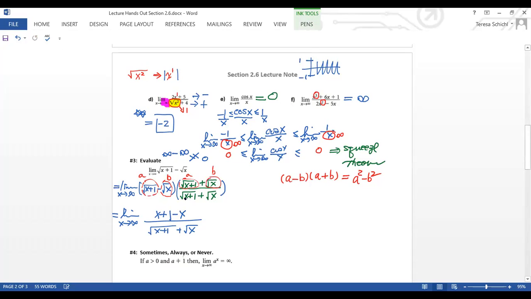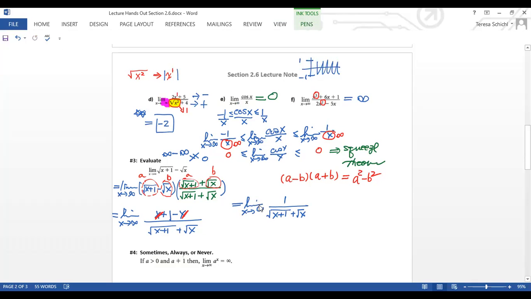All right. So now, okay, you see here, now I can cancel, right? Okay, so now let's see here. This will give me limit x approaches infinity of 1 over the square root of x plus 1 plus the square root of x. Okay, so now I try again.